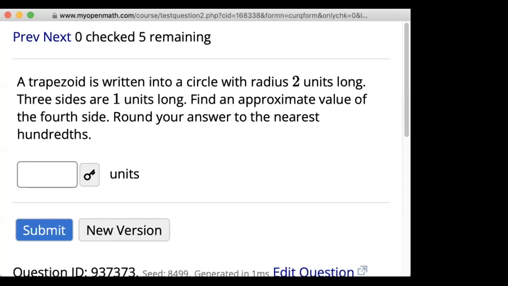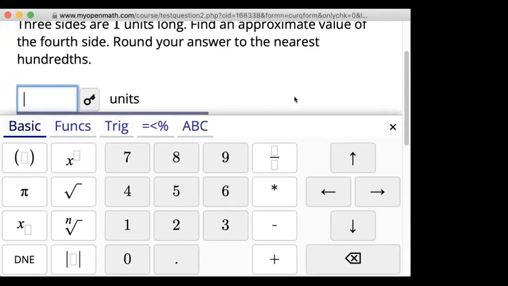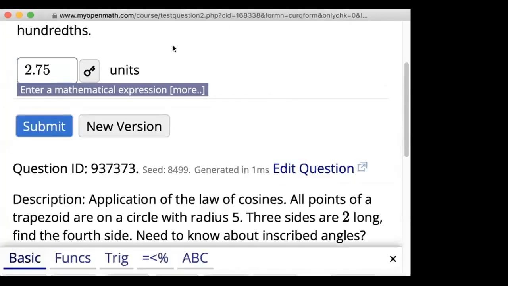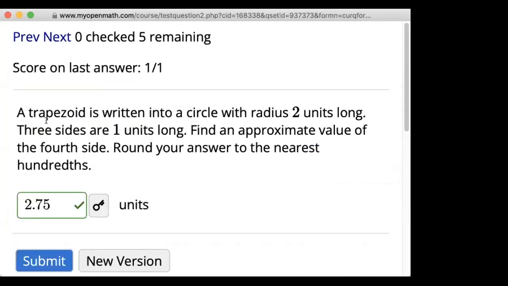So let's see what the computer thinks if we enter 2.75. Yep, that's the one. We got it right.